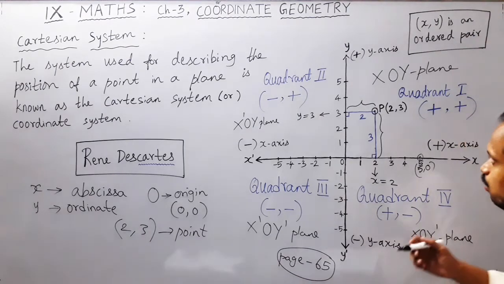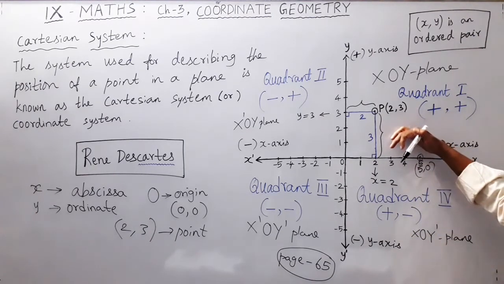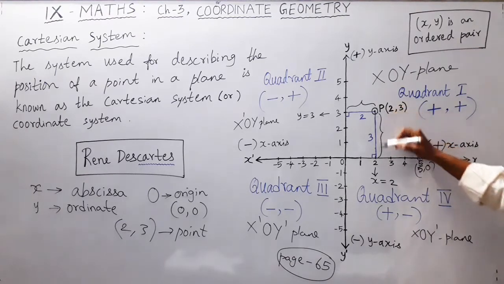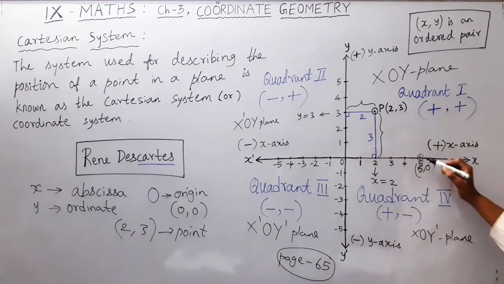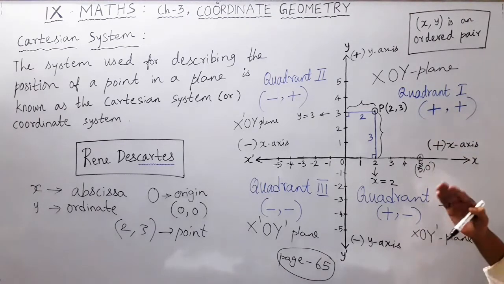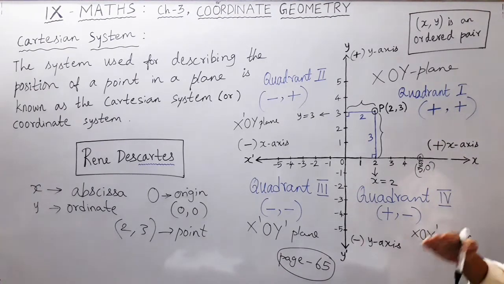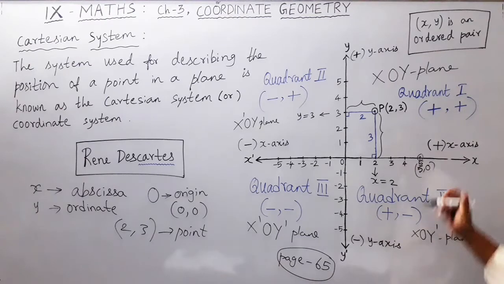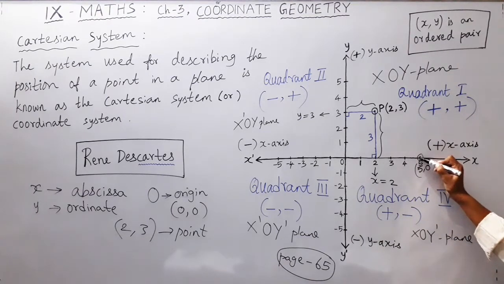Clear? So what I told you, the y coordinate, how will you get it? The distance between the point and the x-axis. Since the point is located here, there is no distance between the point and the x-axis. So you get the y coordinate by measuring the distance between the point and the x-axis. But here the point is on the x-axis, so you cannot get the y coordinate, so it is 0.